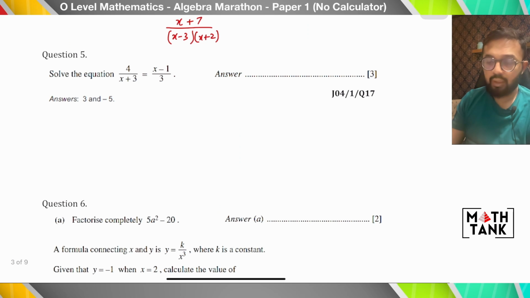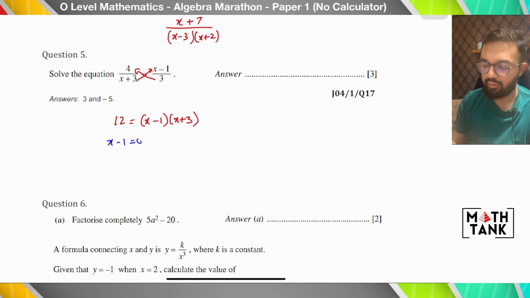The next question says solve the equation. This is an equation, so I need to find the values of x. So what I'm going to do is I'm going to cross multiply and say that I get 3 into 4 is 12 and x minus 1 into x plus 3. Now remember that you cannot do this right now. You cannot say that either this equals 12 or that equals 12. That is wrong. You can only do that when you have an equals 0 on the other side.